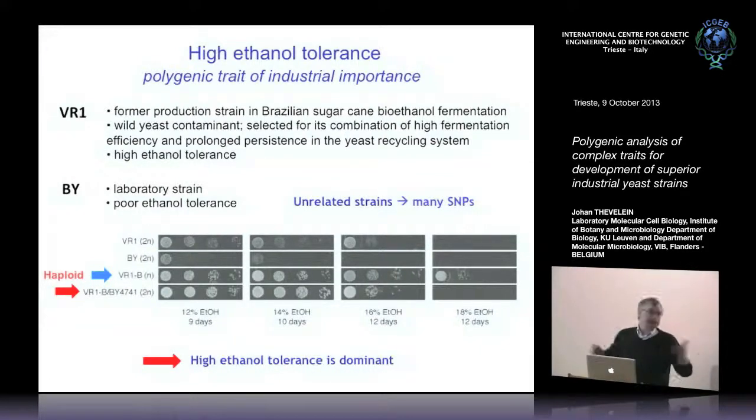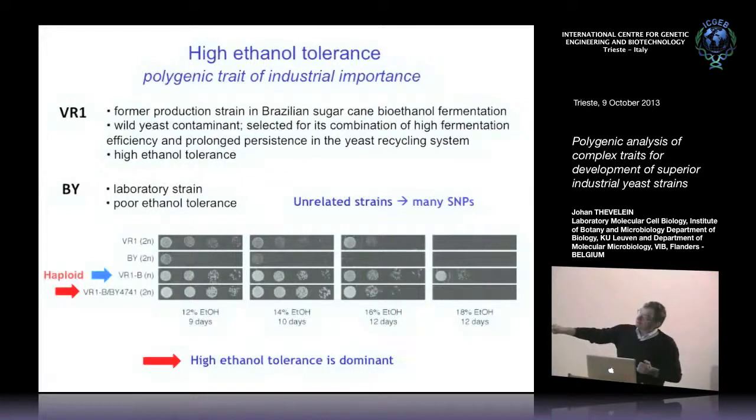The BY laboratory strain is the same background as S288C. It has a poor ethanol tolerance. You can see here it barely grows at 14, 16% already. Then we sporulated the Brazilian strain, and we isolated a haploid that was equally ethanol tolerant and actually even a little bit better than the superior parent. Sometimes we get haploid segregants from a superior strain that are better than the parent.